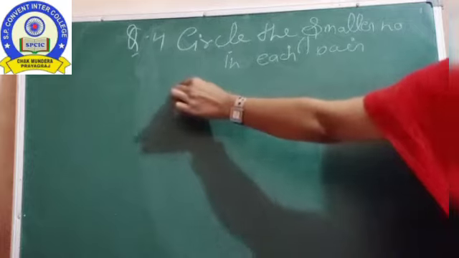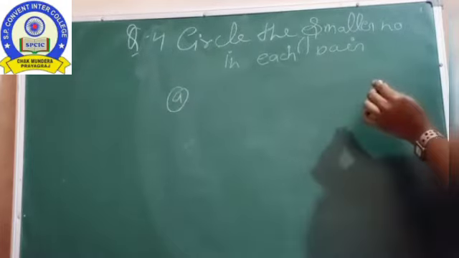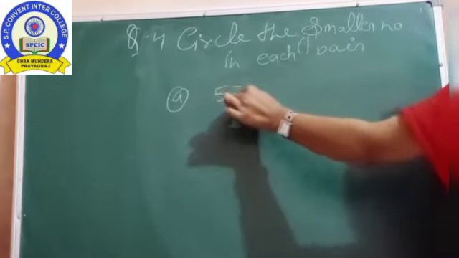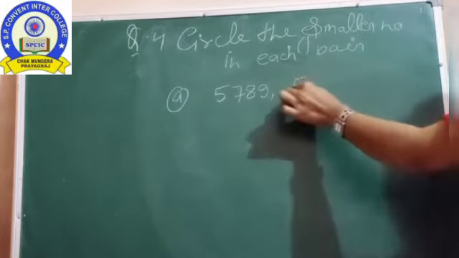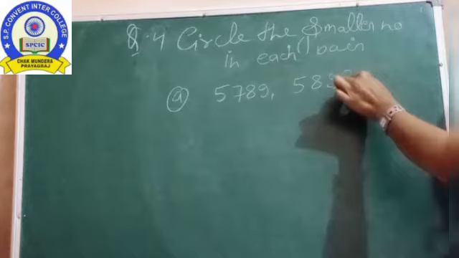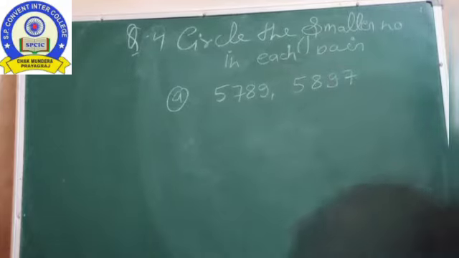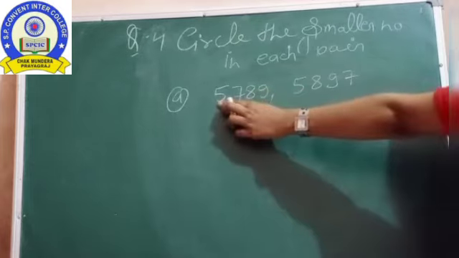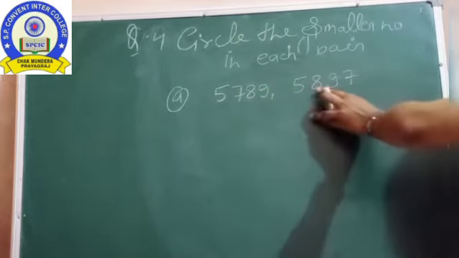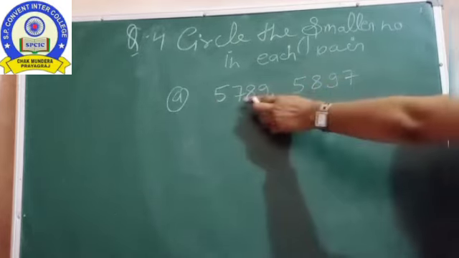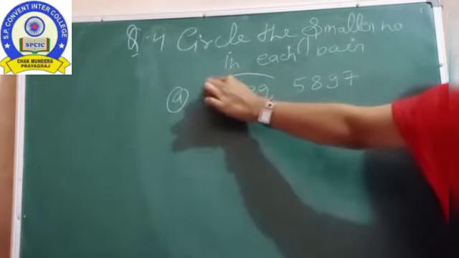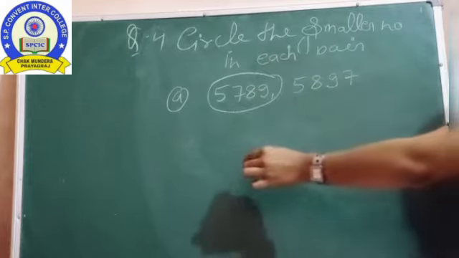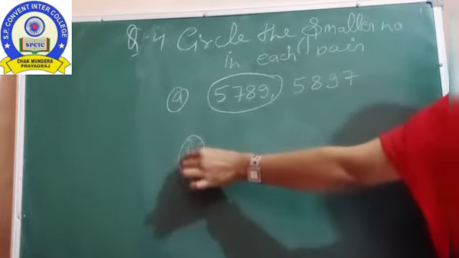Look, question number first is 5789 and 5897. Which is smallest? Here is 5 and it is also 5 and this is 7 and this is 8. 8 is greater than 7. It means this is the smaller number. Clear? Now B part.